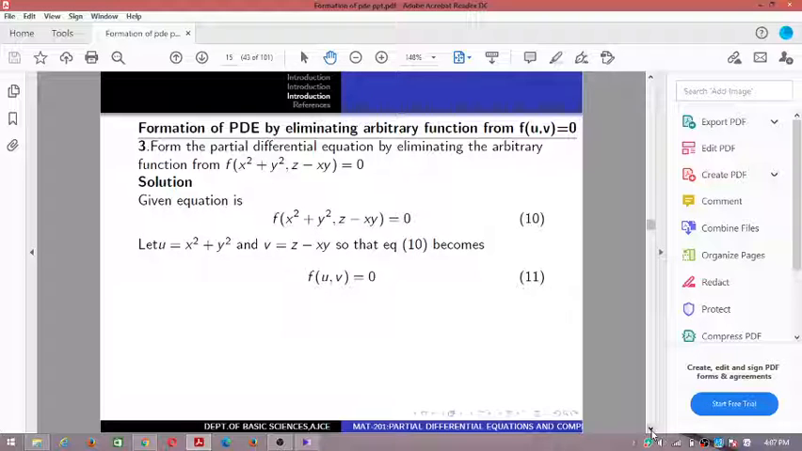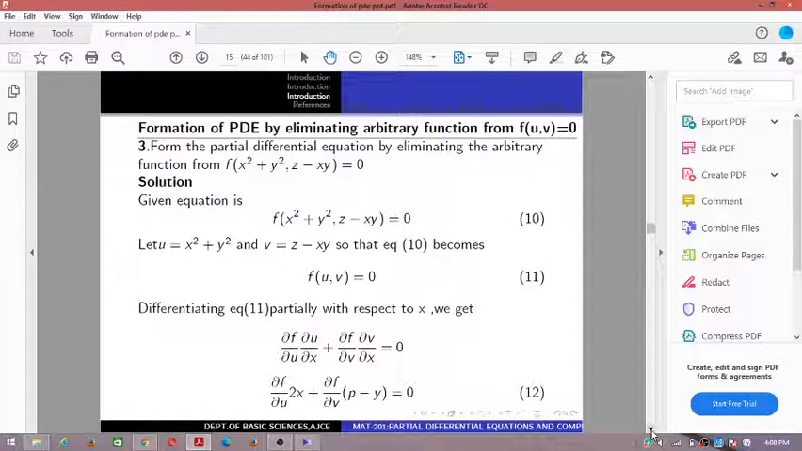The given expression is labeled as equation 10, that is f of (x square plus y square, z minus xy) is equal to 0. Let us take u is equal to x square plus y square and v is equal to z minus xy, so that equation 10 becomes f of u, v is equal to 0. Now we differentiate equation 11 partially with respect to x. Then we will get dou f by dou u into dou u by dou x plus dou f by dou v into dou v by dou x is equal to 0.